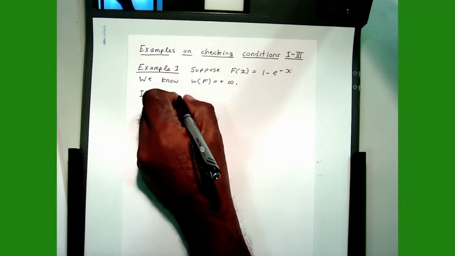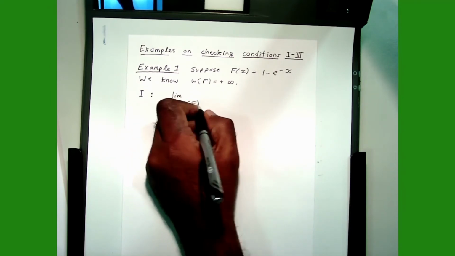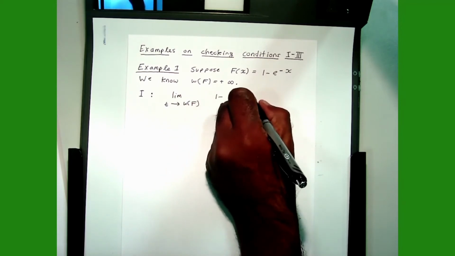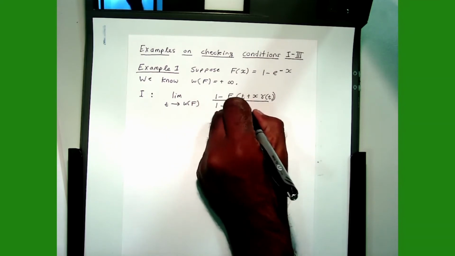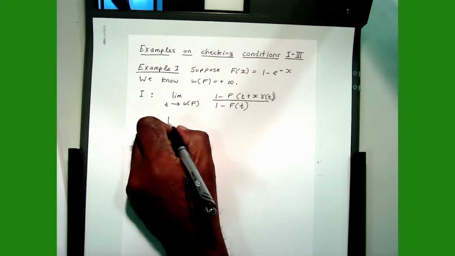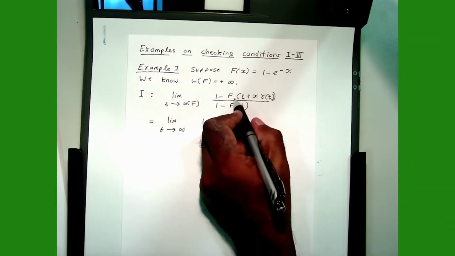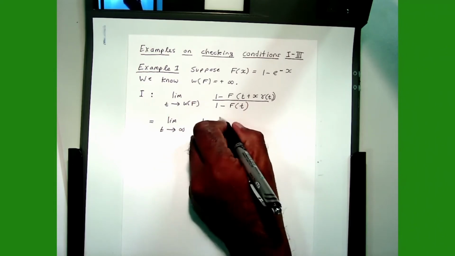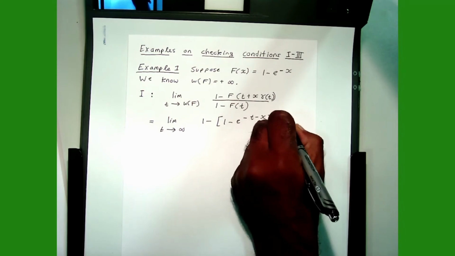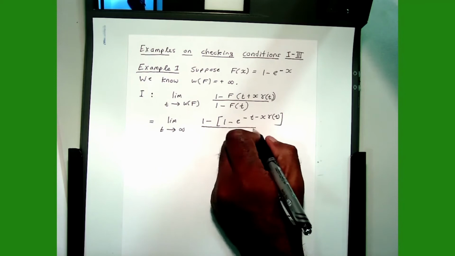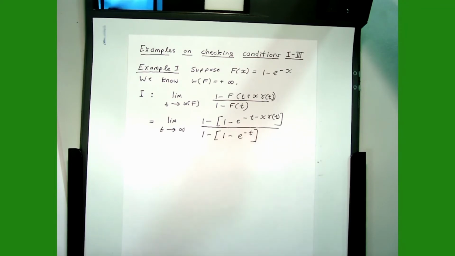For condition 1, we are looking at the limit as t approaches w of f of 1 minus f of t plus x gamma t divided by 1 minus f of t, right? And this is equal to the limit as t goes to infinity, because we know w of f is infinity, of 1 minus, we know what the CDF is, we know what f is, and this is what you get.